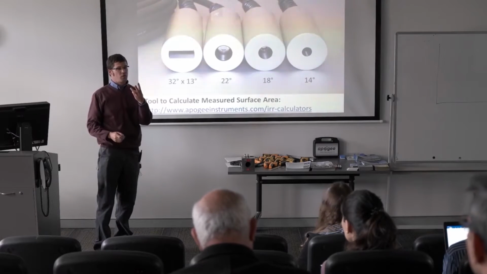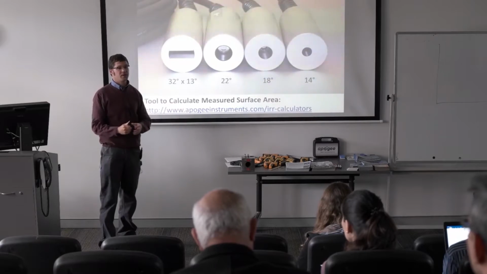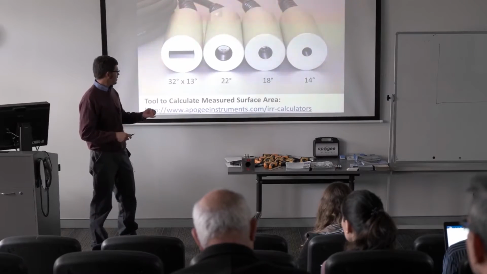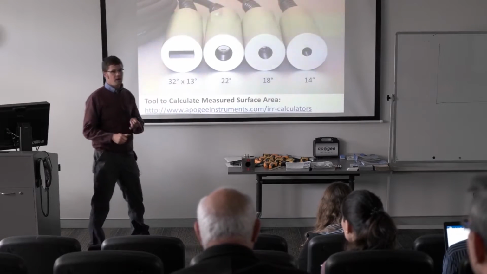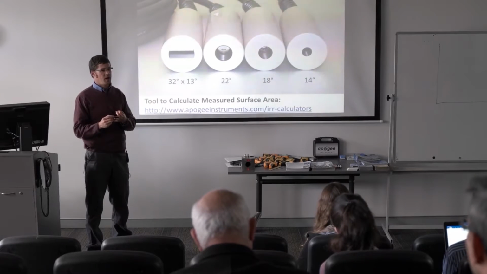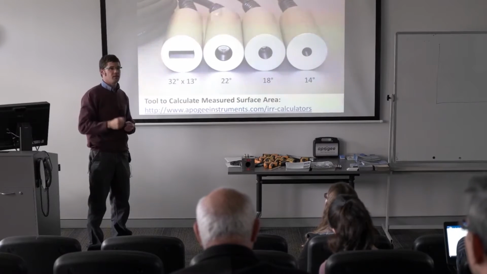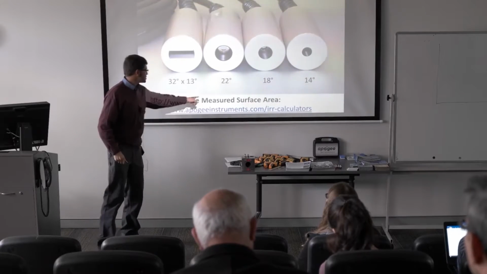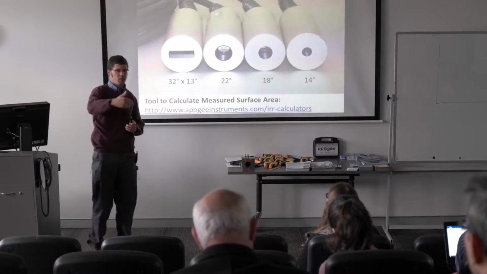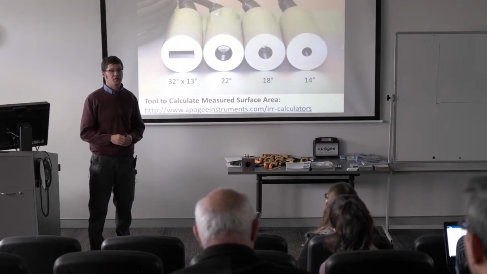So you have to know three numbers in order to get a footprint calculation. You have to know the field of view of the radiometer, the height above the surface that you've mounted your radiometer, and then the angle of the radiometer from perpendicular. Once you input those three numbers into the calculator, it will spit out meters squared of ground area that you're going to actually measure on the ground.